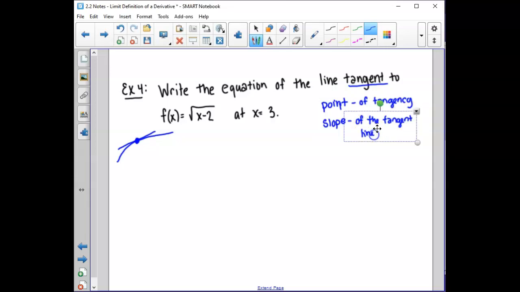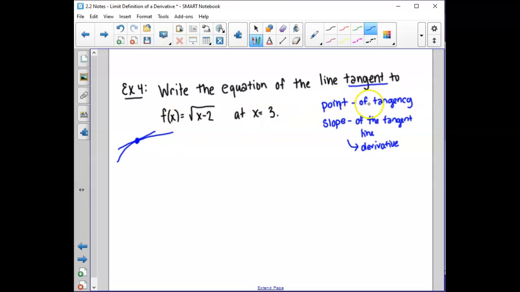And the way that we can find the slope of the tangent line is the derivative. The derivative gives us the slope of the tangent line. So this is the derivative here. So the point is really simple to find.